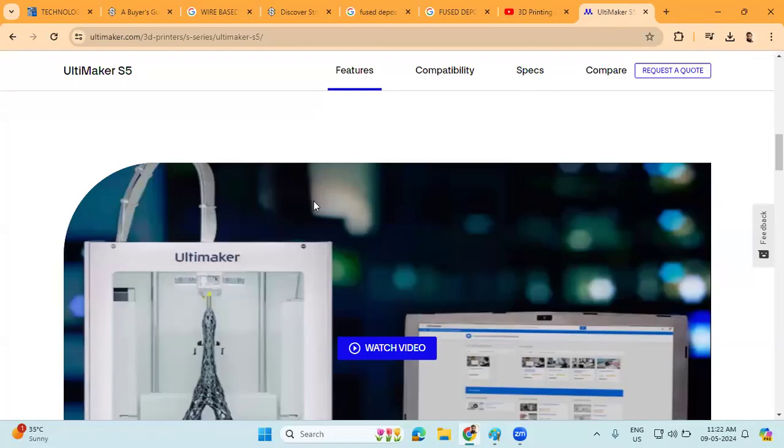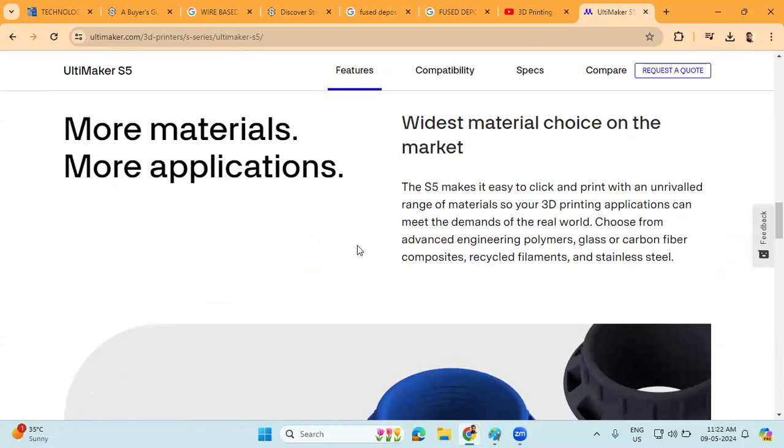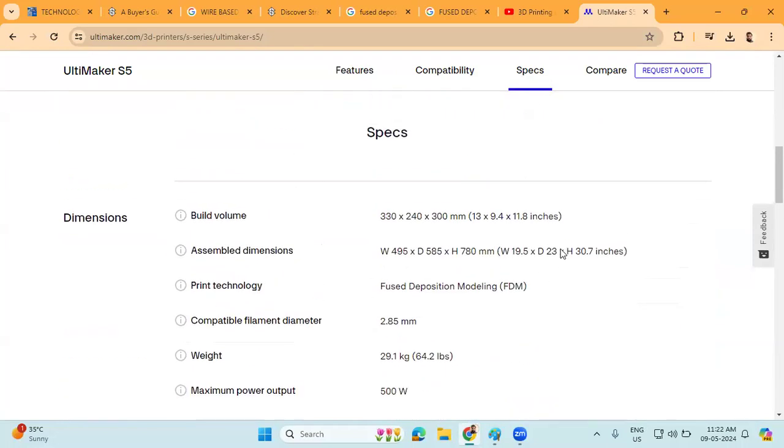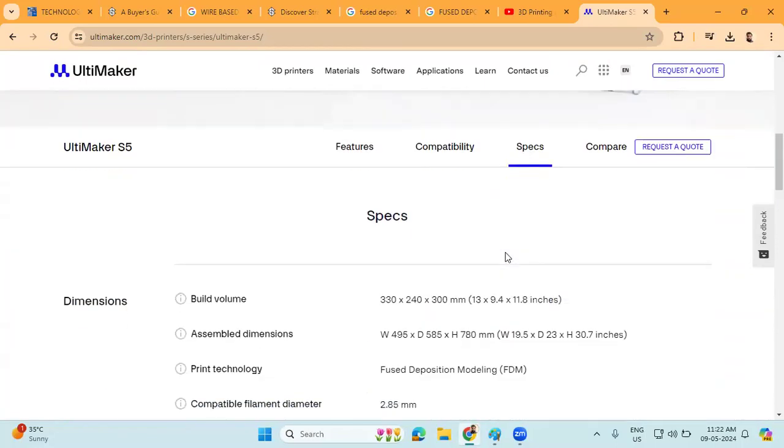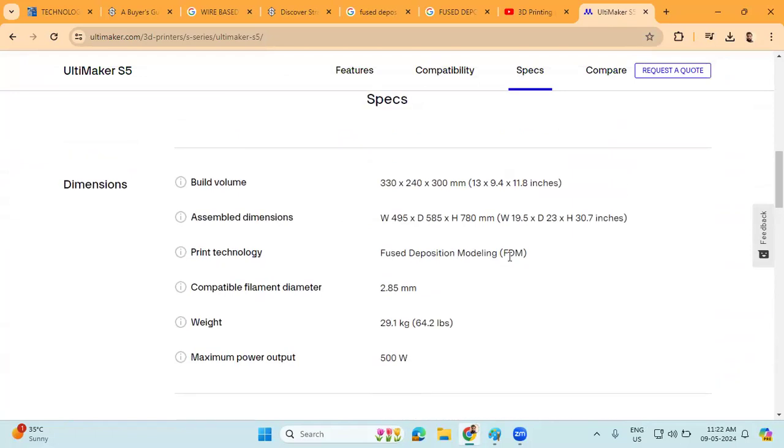Next, I will explain the details of an FDM 3D printer, that is the Ultimaker S5. So this is the Ultimaker S5 3D printing machine. We will enter into the details of the specifications. The Ultimaker S5 3D printer is a state-of-the-art machine that boasts an impressive range of features. Its build volume measures 330 by 240 by 300 mm, providing ample space for even the most complex designs.